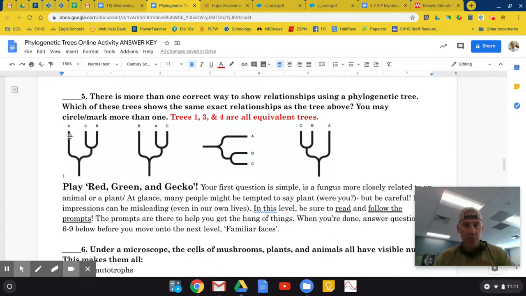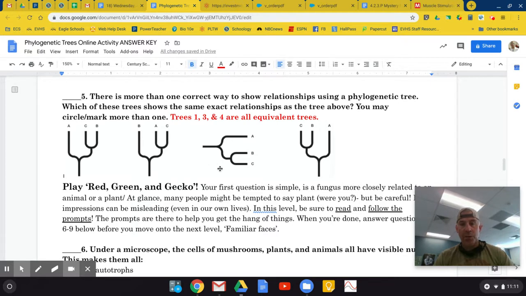So if we look at this first one, A is that basal taxon hanging all by itself over here, and then B and C are forked together right here. They're just flipped. So that is an equivalent tree. That's showing us basically the exact same information that the original tree above was. If we look at this next one, this is the one that's not like the others. It's the only one that is not an equivalent tree, because you have B hanging on the basal taxon branch all by itself, which is different information than what we have in the previous trees that we've looked at.